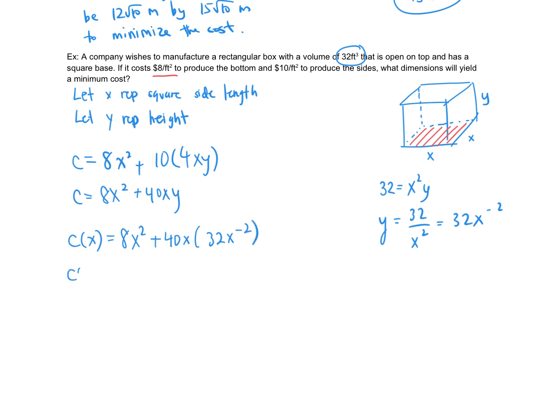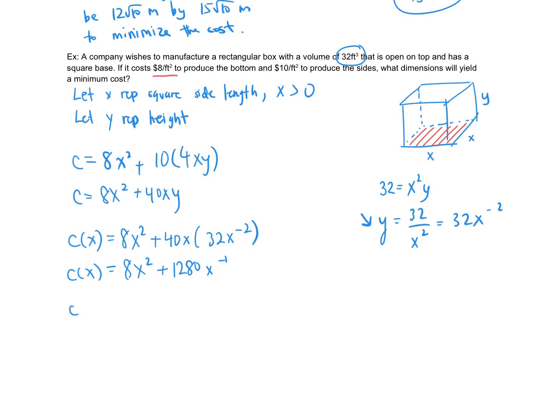And now let's clean this up. Gets very repetitive. So 8x squared, 40 times 32, 1,280. And then x times x to the negative 2 is going to be x to the negative 1. So don't forget those exponent laws. And in terms of what x is allowed to be, x just has to be greater than 0, because the height, y, will be positive regardless. There's no way to make it negative.